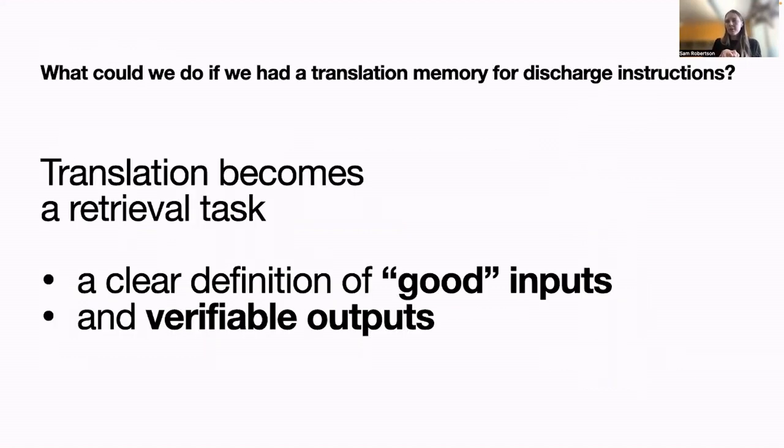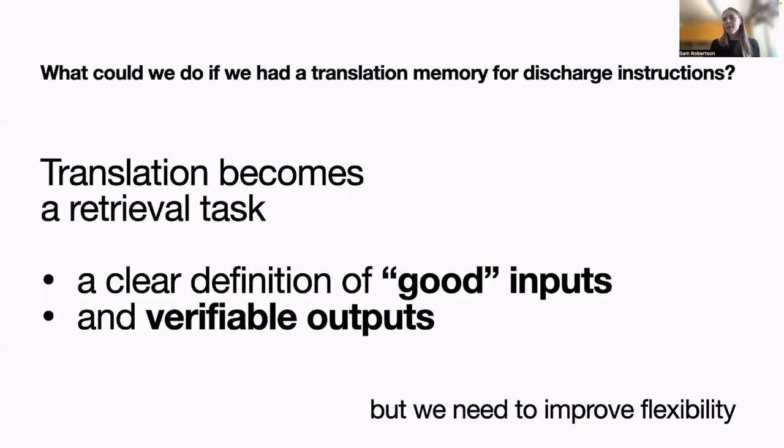So just reiterating what we found so far, if we have this translation memory for discharge instructions, then we can transform translation into a retrieval task. And that gives us a clear definition of good inputs. It's inputs that are represented in the translation memory, and verifiable outputs, because we have professional translations of everything in that translation memory. But we need to improve flexibility.